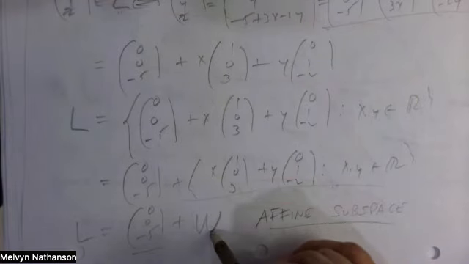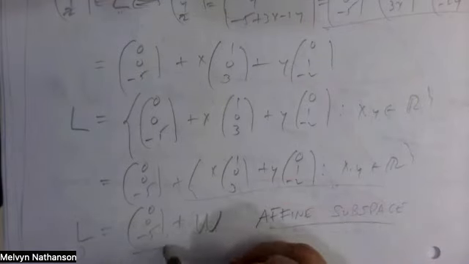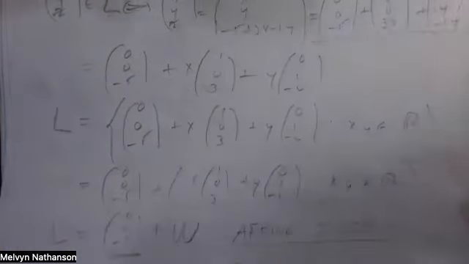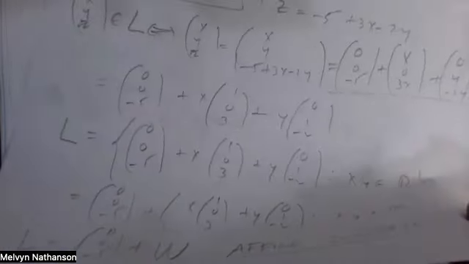And what we proved is that L is this particular vector plus W. So it's a translate of the subspace W by this vector. And that's what we define to be an affine subspace.